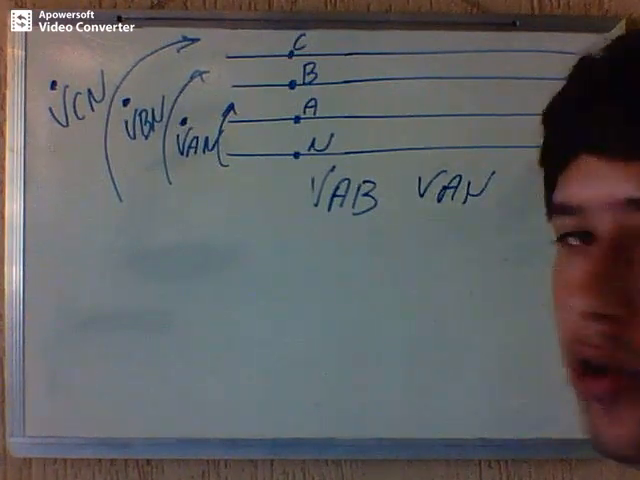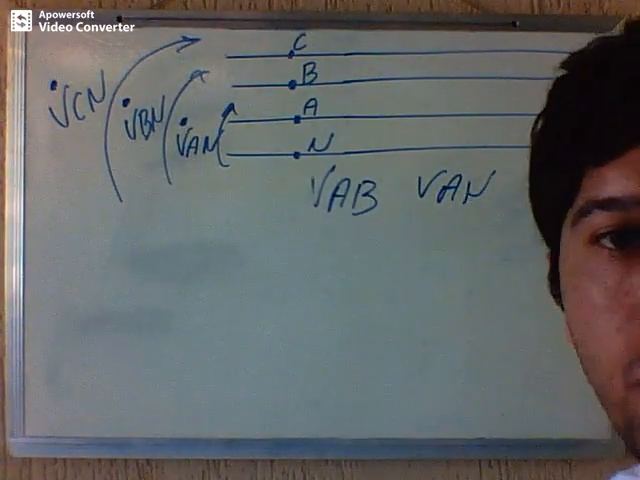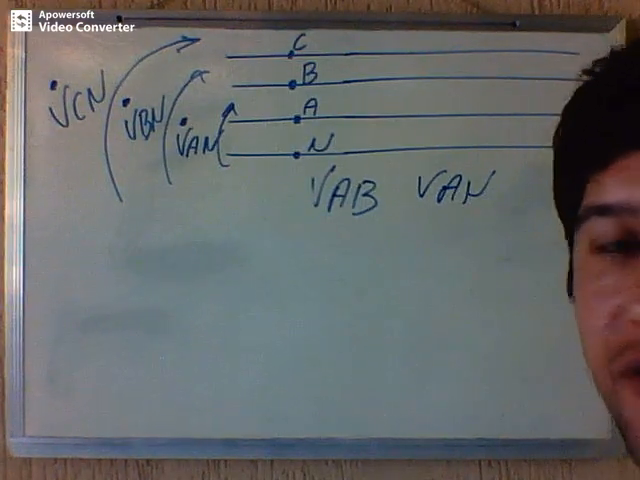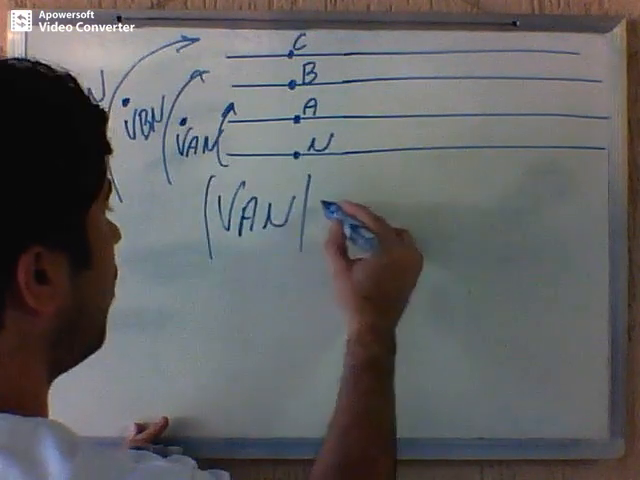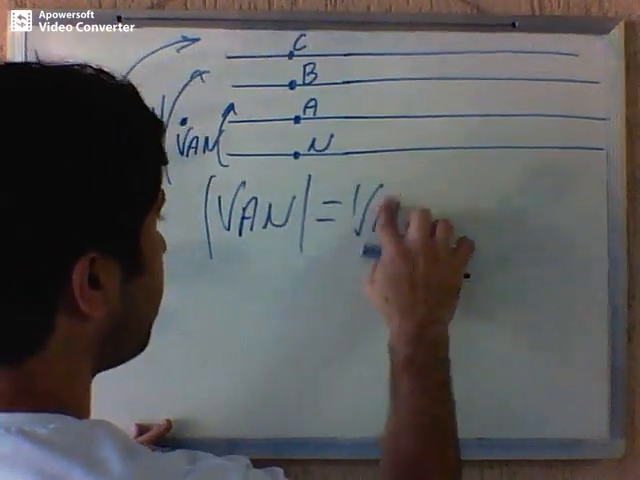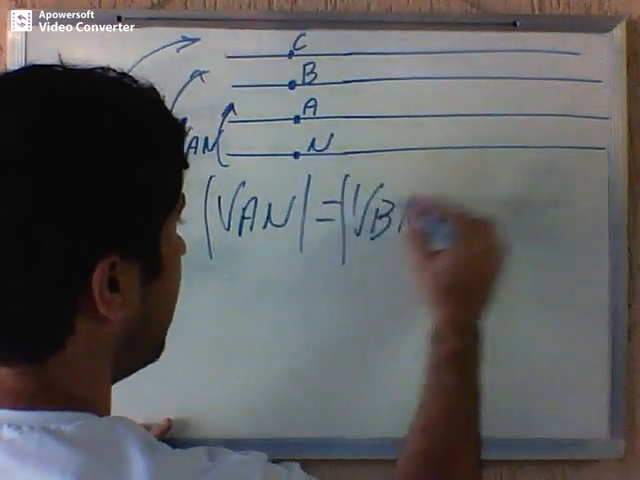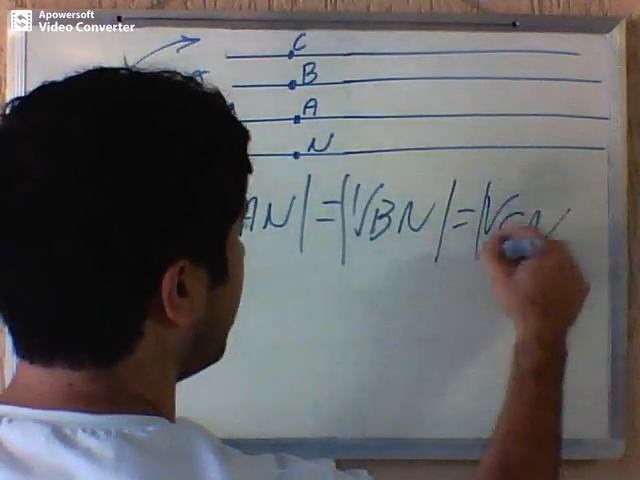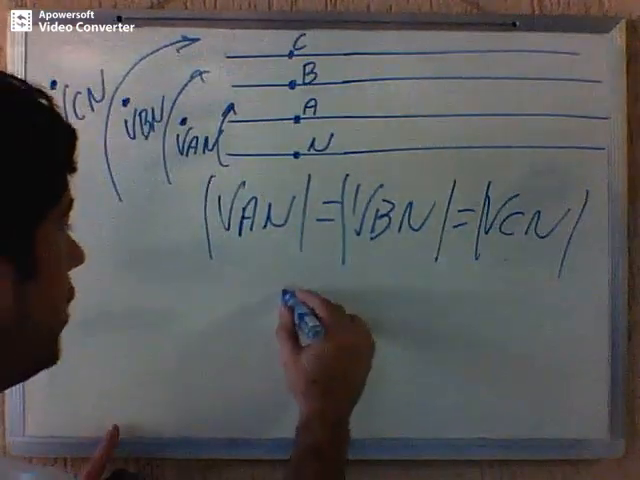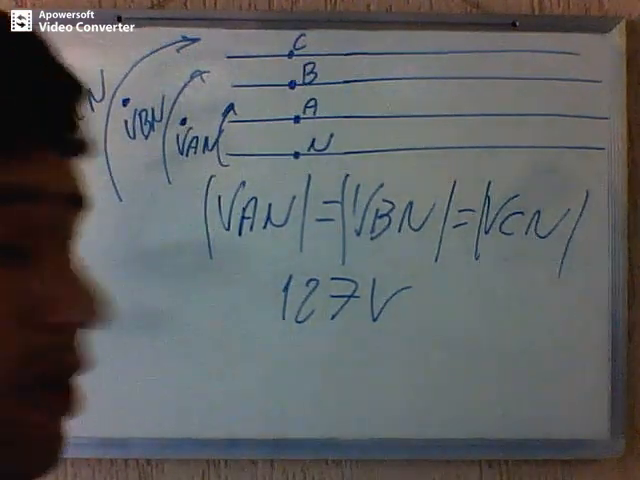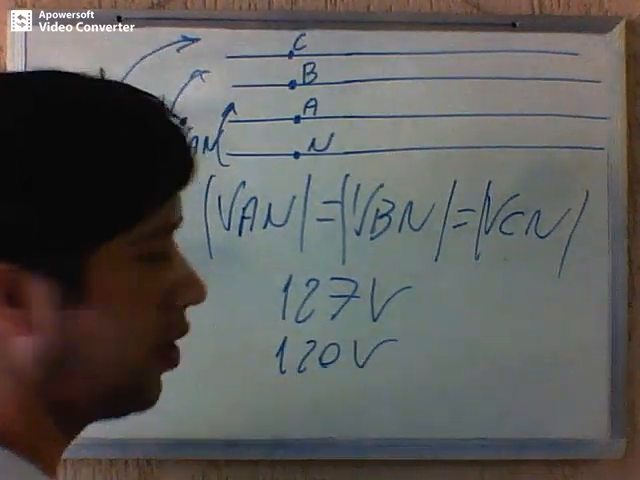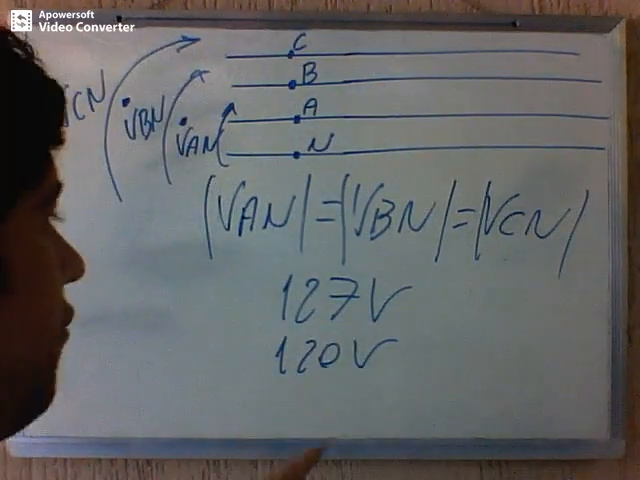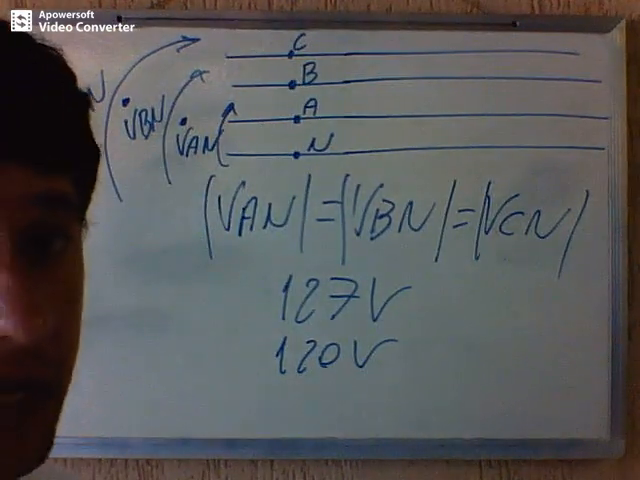As I said, here in Brazil we use 127 volts. This is the magnitude of every one of the phase voltages. So the magnitude of the phasors VAN, VBN and VCN are all equal to 127 volts here in Brazil. It's only here in Brazil. In the United States it's 120 volts, okay? This is the magnitude of the phasor.